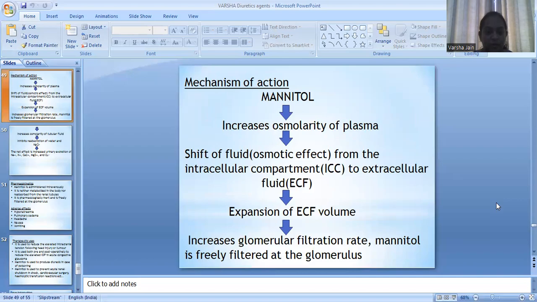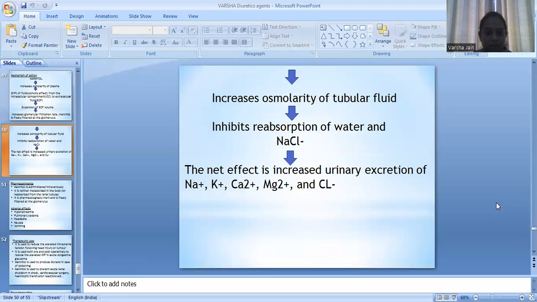Mechanism of action of mannitol. Mannitol increases the osmolarity of the plasma, causing a shift of fluid, that is an osmotic effect, from the intracellular compartment, ICC, to the extracellular fluid, ECF. Then expansion of ECF volume increases the glomerular filtration rate. Mannitol is freely filtered at the glomerulus. It increases osmolarity of tubular fluid and inhibits the reabsorption of water and sodium chloride. The net effect is increased urinary excretion of sodium, potassium, calcium, and magnesium.